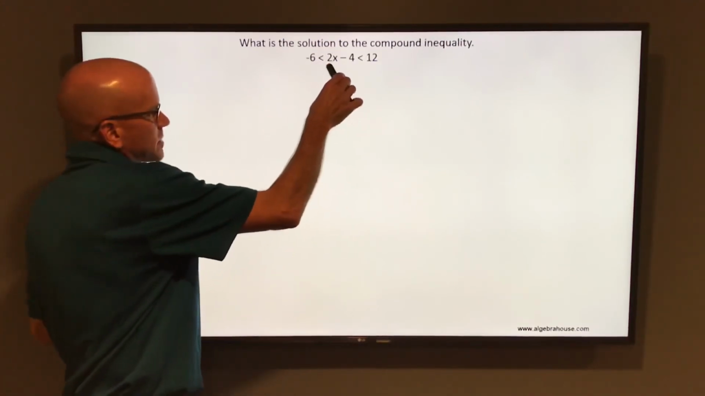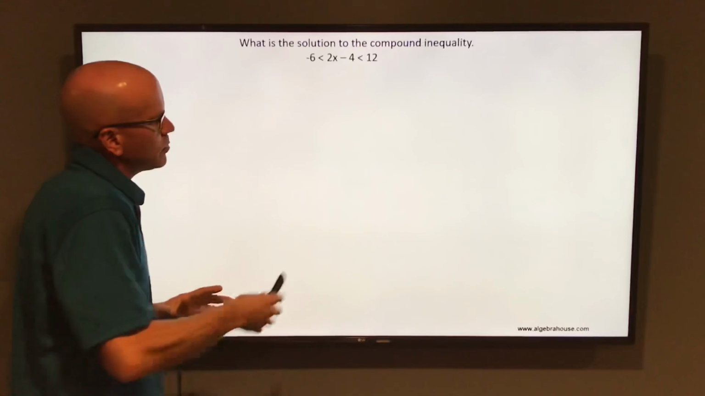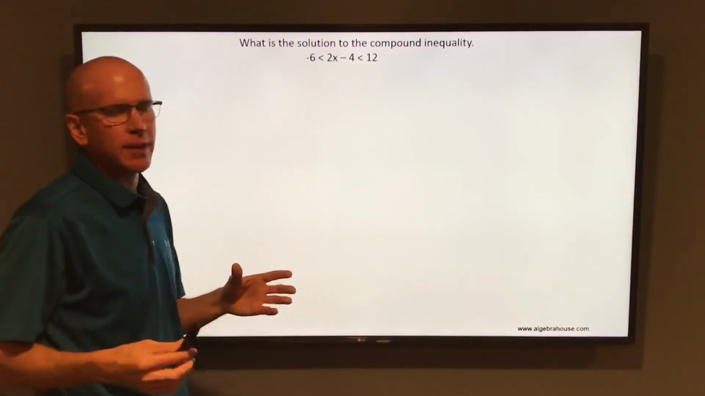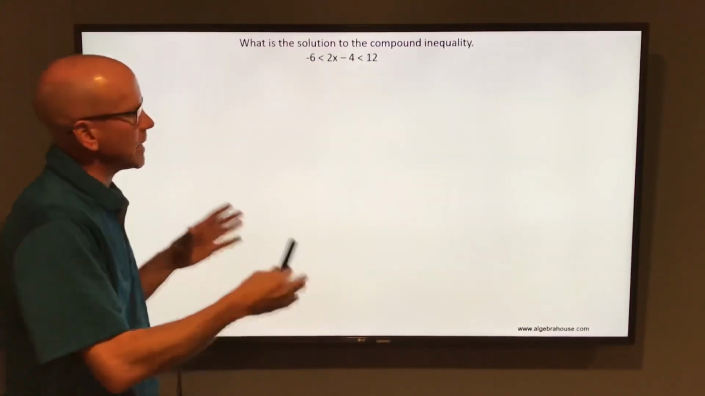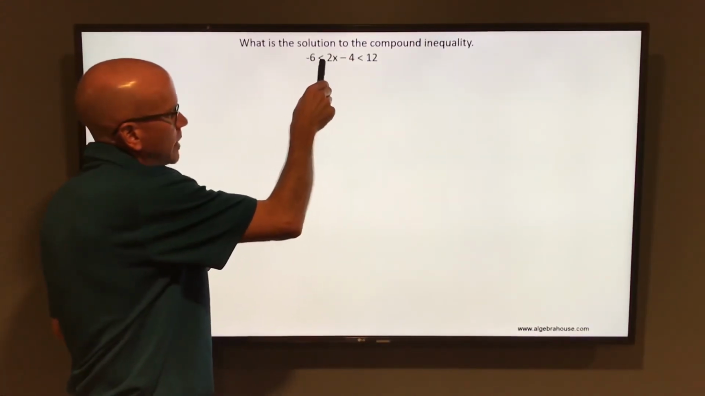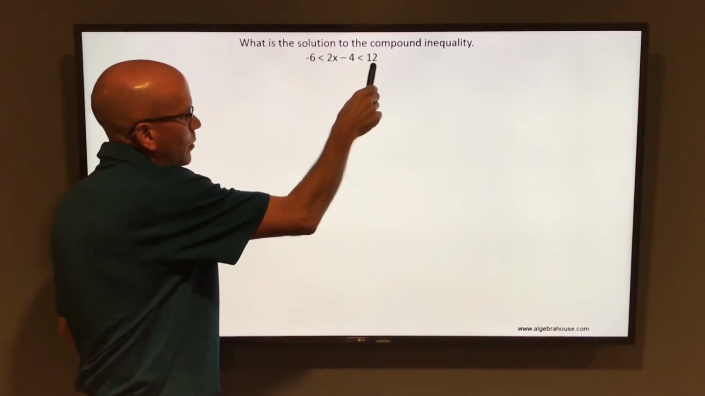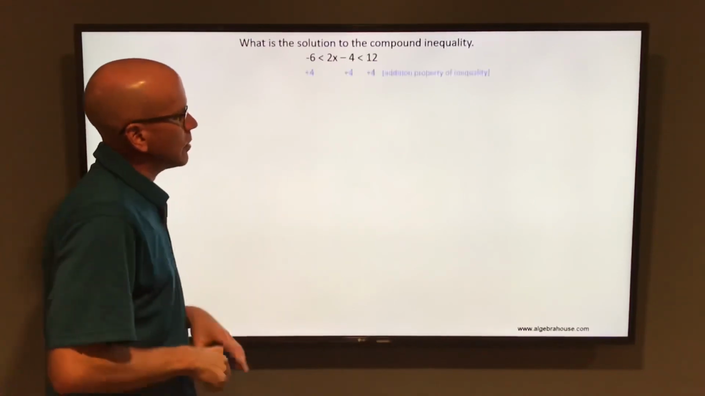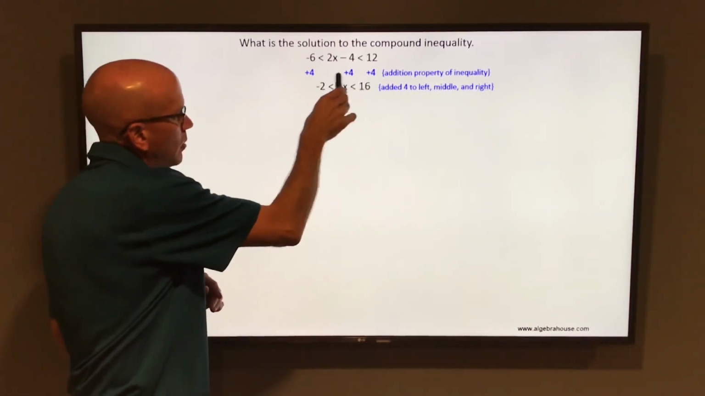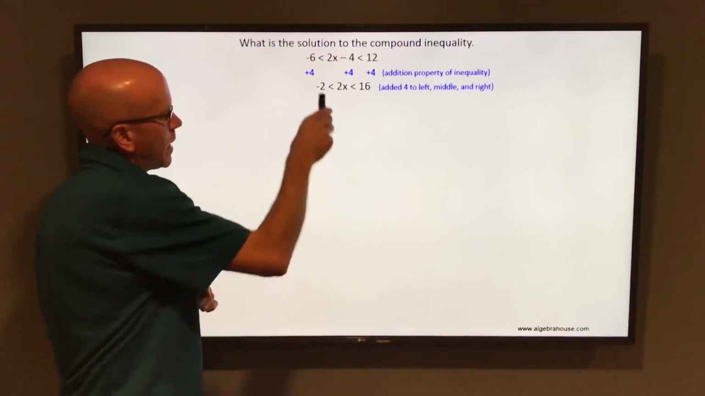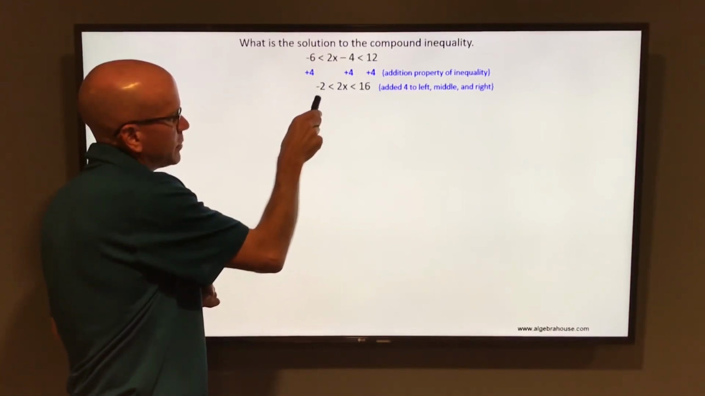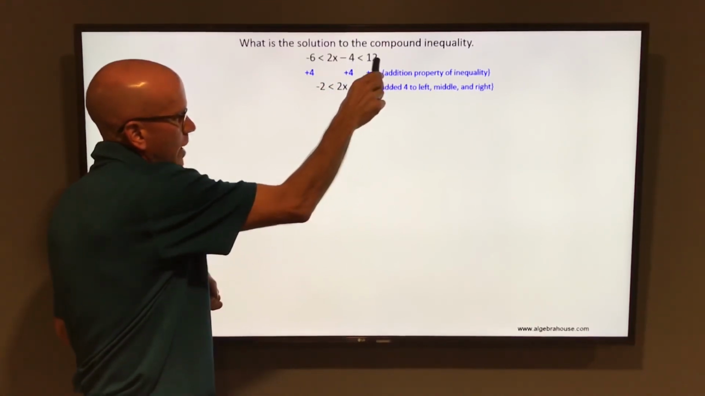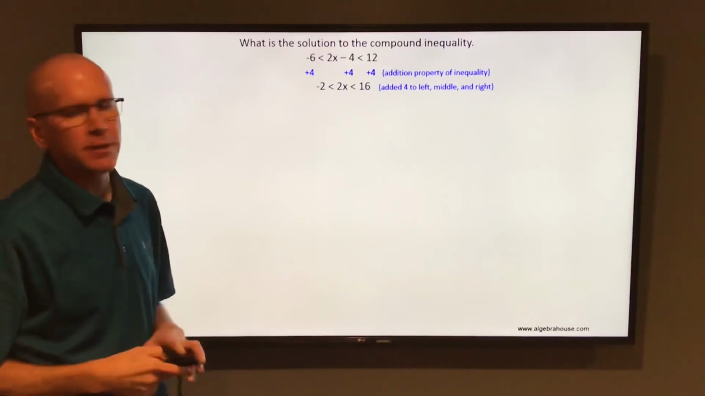So -6 is less than 2x minus 4, which is less than 12. You have three different areas here. You have a left, a middle, and a right. Remember, when you're solving for x, if you want to isolate the variable, you have to get everything away from it. Well, if you think of this as three different areas, a left, a middle, and a right, we need to move the 4 and we need to move the 2. So we're going to add 4 to start with to the left, the middle, and the right. If you add 4 to the left, -6 plus 4 is -2. If you add 4 to the middle, the -4 and 4 will cancel. You're left with 2x. And if you add 4 to the right, 12 plus 4, that is 16.